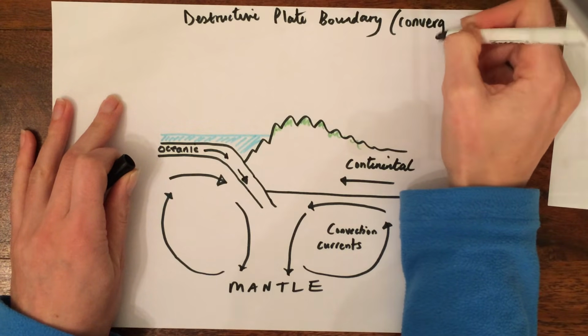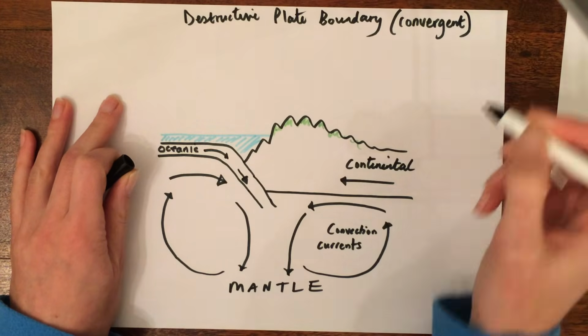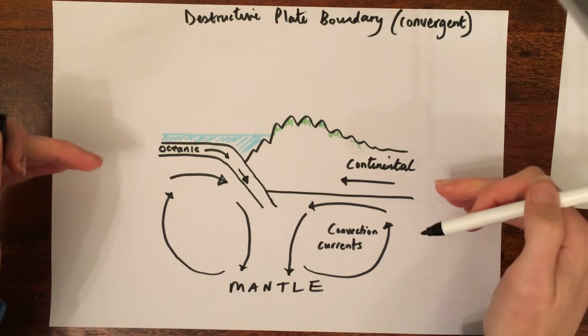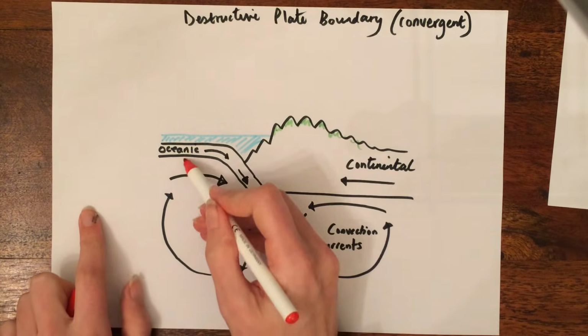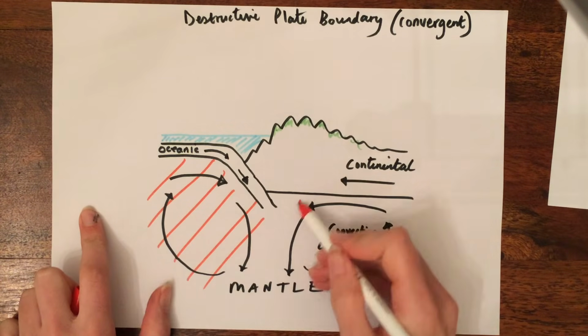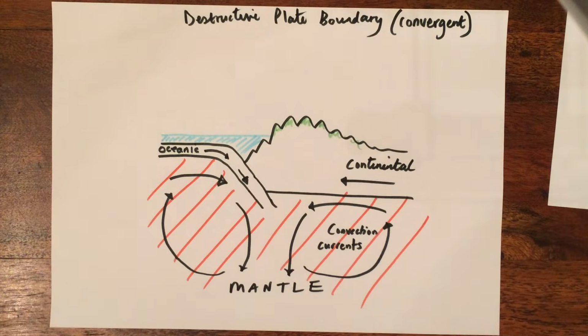Sometimes known as convergent, because the plates are converging, they're coming together. Okay, and we've got the mantle here, so I'll just show that as red, as it's full of magma. So there's our basic diagram.